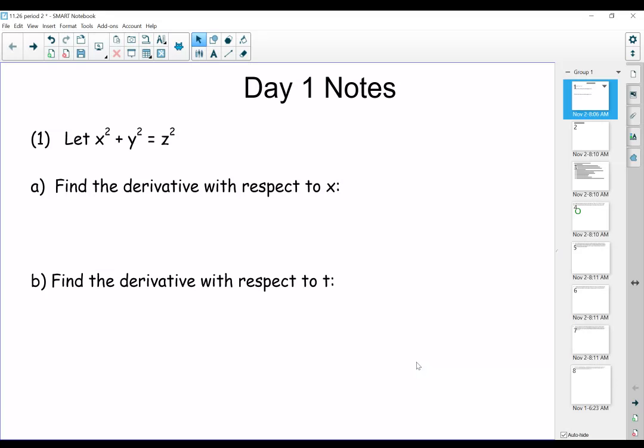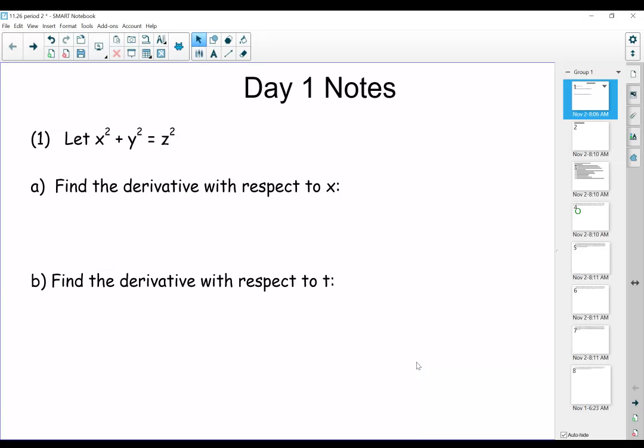So to get us started, we're going to start with relationships in mathematics. And sometimes we have relationships in mathematics that are defined by several variables. For instance, let's say we have a relationship like this: x squared plus y squared equals z squared. This is an equation that relates x, y, and z together. Okay, now all 3 of these are variables in this situation.